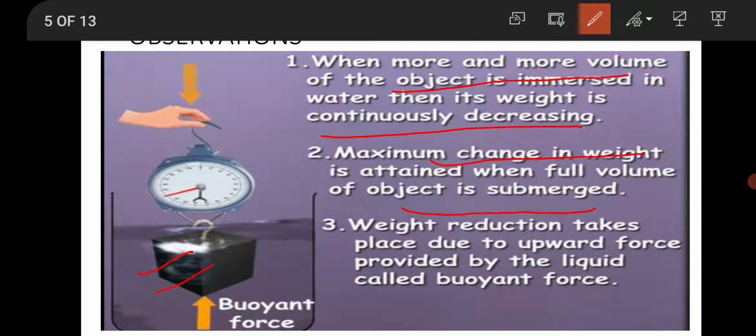The reason is there is an upward force acting on this object, और वो जितना ज़्यादा पार्ट उसका इमर्स करेंगे लिक्विड में, उतना ज़्यादा फोर्स हो जाएगा, because the buoyant force applied on the object is directly proportional to the amount of the liquid displaced. तो जितना ज़्यादा लिक्विड डिस्प्लेस होगा उतना ज़्यादा फोर्स लगेगा, और जितना ज़्यादा अपवर्ड फोर्स लगेगा उतना उसका वेट जो है वो कम होता जाएगा. सो वेट रिडक्शन टेक्स प्लेस ड्यू टू अपवर्ड फोर्स प्रोवाइडेड बाय द लिक्विड कॉल्ड buoyant force.